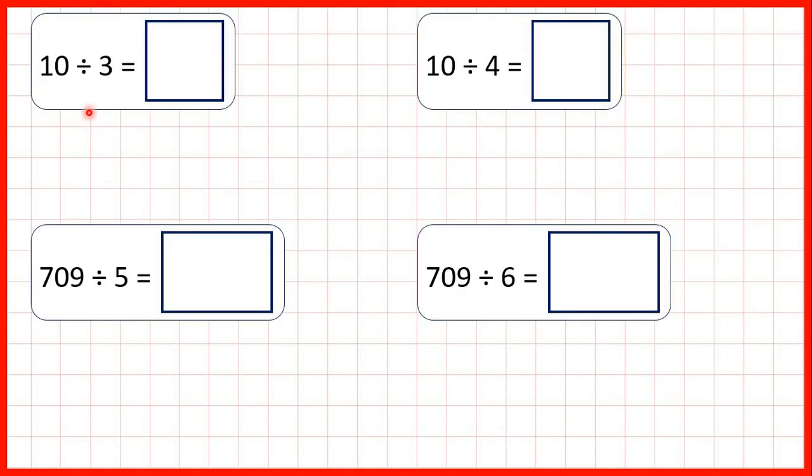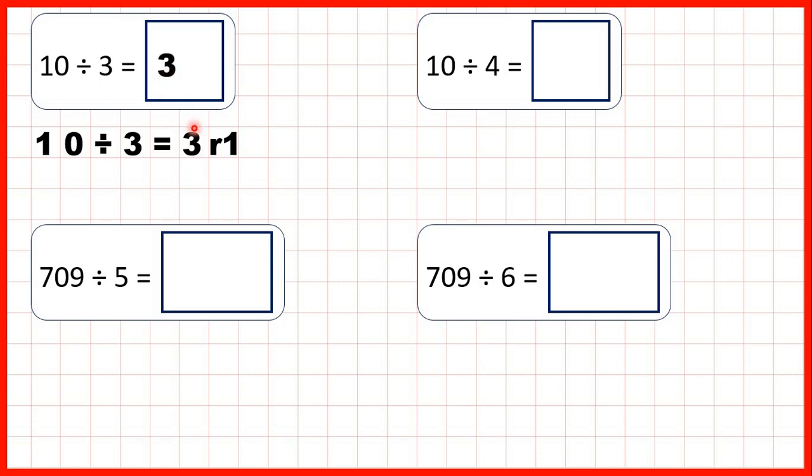Let's learn how to write a remainder as a fraction. So first we have 10 divided by 3. That's 3 remainder 1, because 3 times 3 is 9, and then we need one more to get to 10. But we can write that as a fraction.